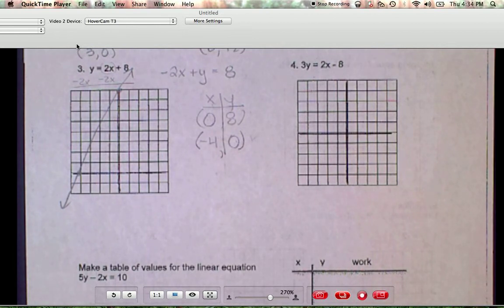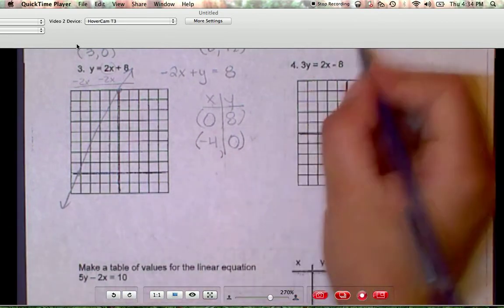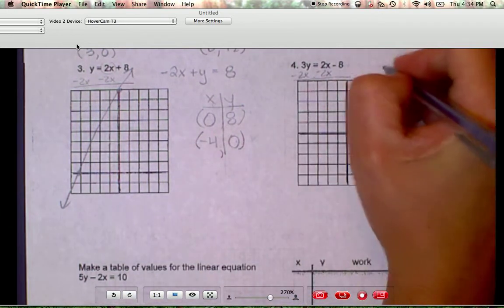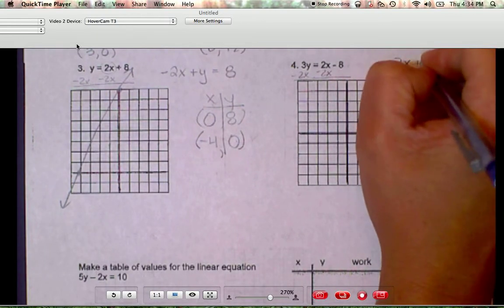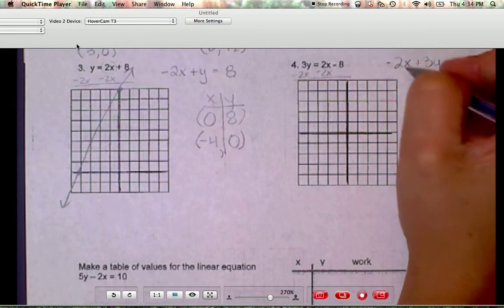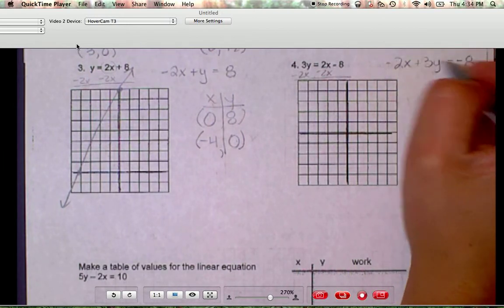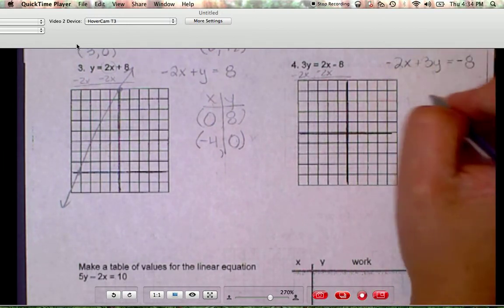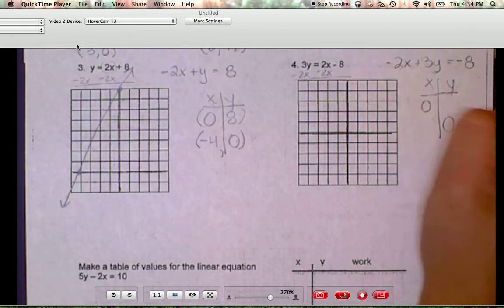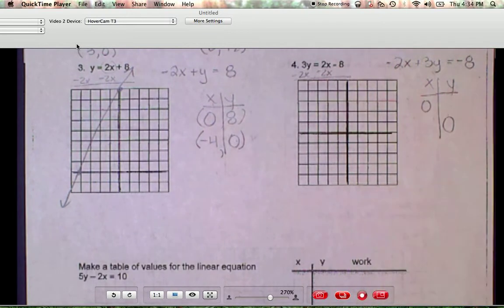So when we look at number 4, we can see that the x is in the wrong place, so we want to move the 2x over by subtracting it. So we get negative 2x plus 3y equals negative 8. Again, it's okay that this is negative. We just need to get rid of our fractions and get it in the right order. Draw your mini table. X is 0, y is 0, or flip them, it doesn't matter.